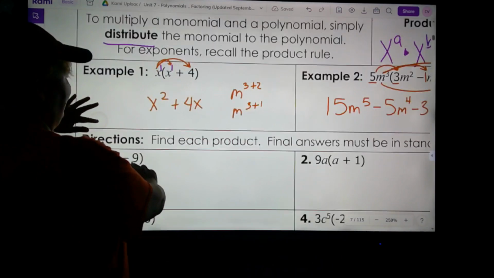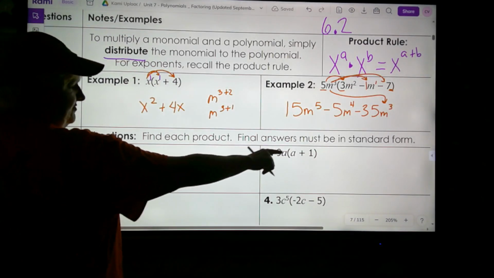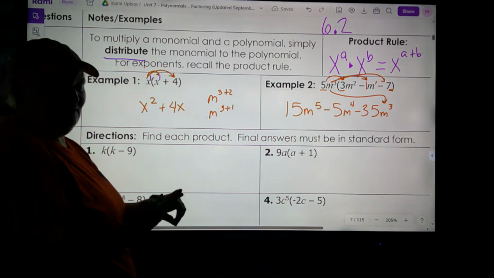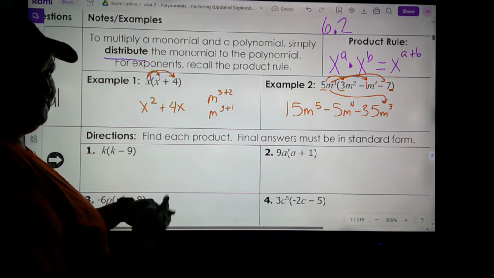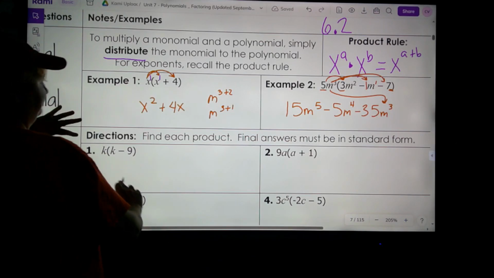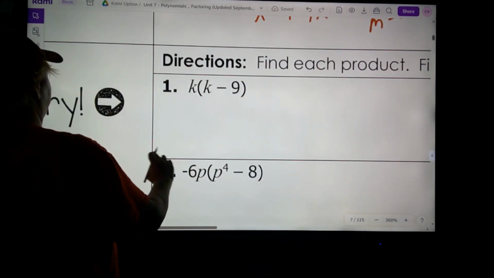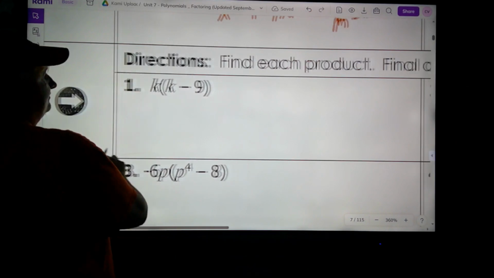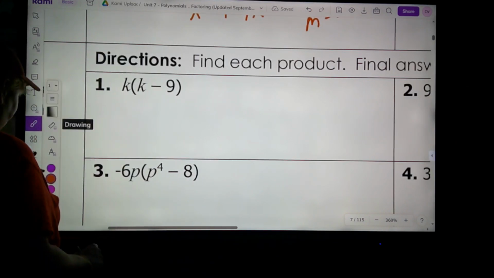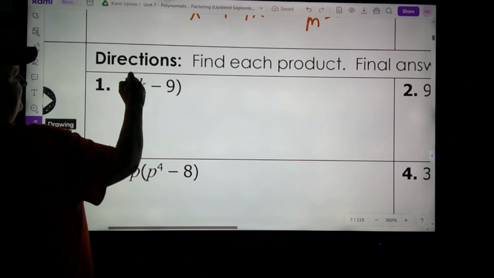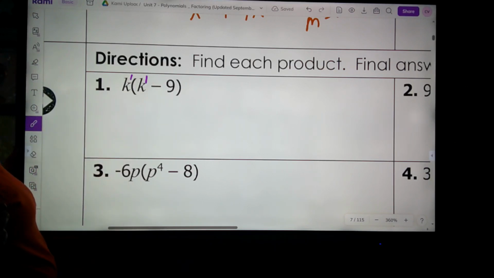Alright, it says find each product. Final answers must be in standard form. Alphabetical, highest exponent to lowest exponent. Alright. If it helps you, write the invisible ones.